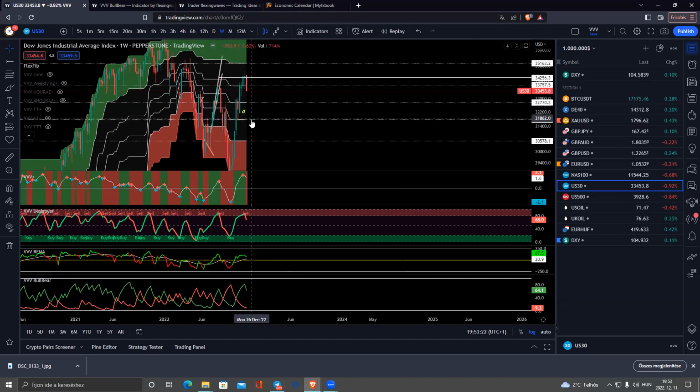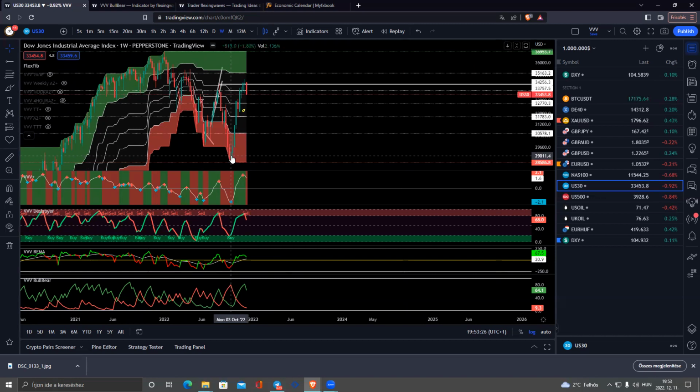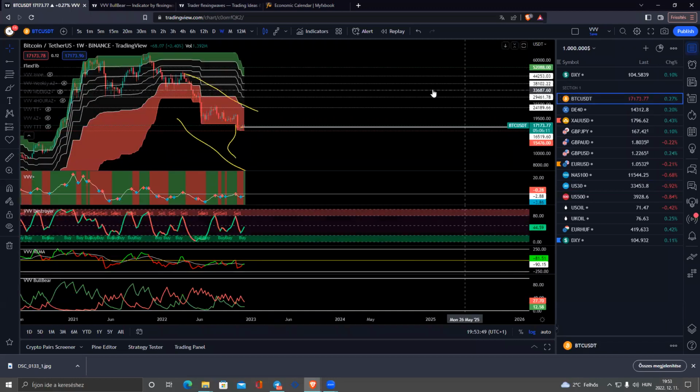We need that correction down. It was rising since the beginning of October, so we need that correction back down. Even if this is my target, it could come back even to this point. Okay, so maybe BTC.